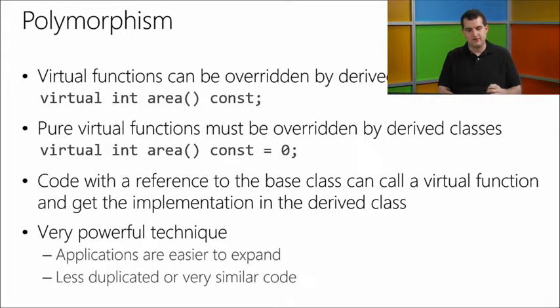So this is a very powerful technique. Like, you can do a lot of amazing things with this. You can also do a lot of horrible things. There are many applications that have enormous class hierarchies, classes with 12 levels of inheritance and functions overridden. So you should be very careful when using this.